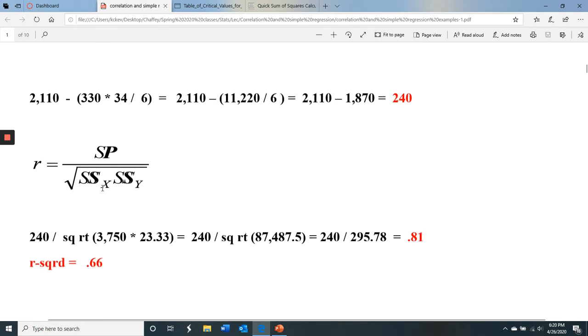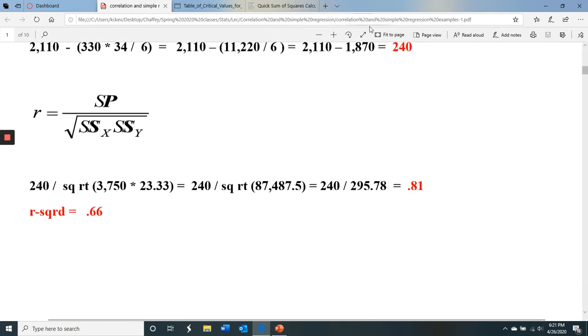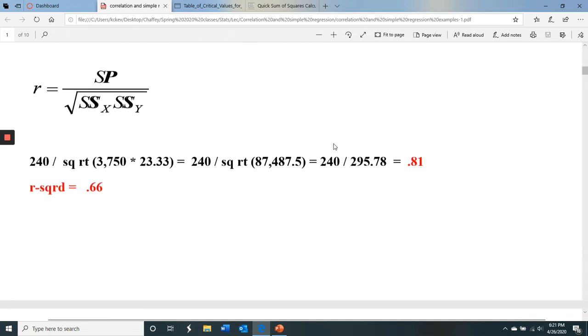On the bottom, we're going to multiply the sum of squares x times the sum of squares y and take that square root. What's the sum of squares x, sum of squares y? Well, remember, we found the sum of squares for x and for y from our online calculator using those data. So now we just plug everything in. So SP is 240. So 240 divided by the square root of 3,750, which was the sum of squares for x in our table above, times 23.33, which is the sum of squares for y.